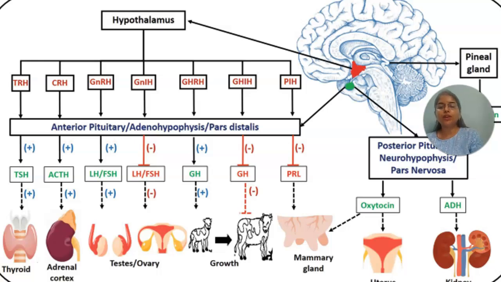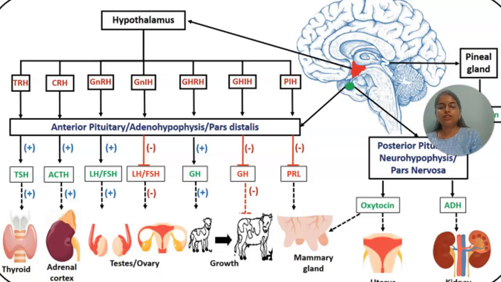Then we have growth hormone releasing hormone, which is ensuring the release of growth hormone from the pituitary gland. Then we have somatostatin or growth hormone inhibiting hormone, which is inhibiting the release of growth hormone from the pituitary. Then we have prolactin inhibiting hormone, which is the inhibitor of the prolactin release from the pituitary.